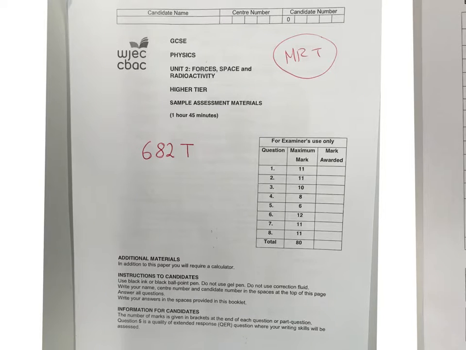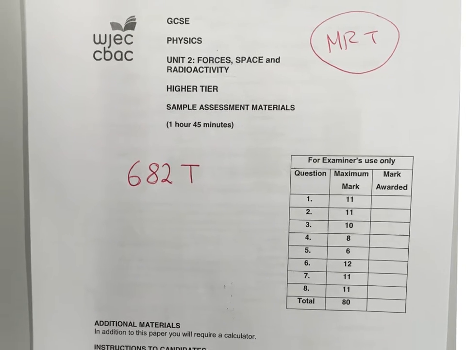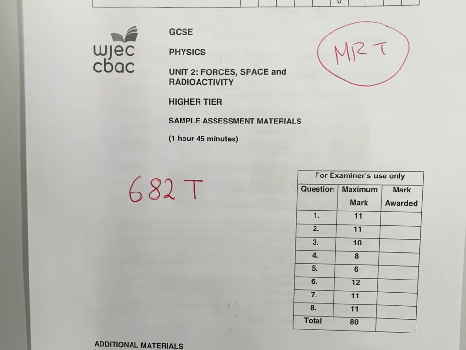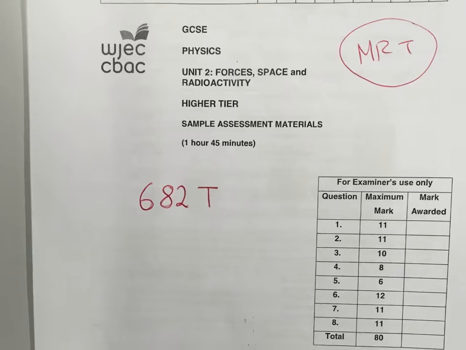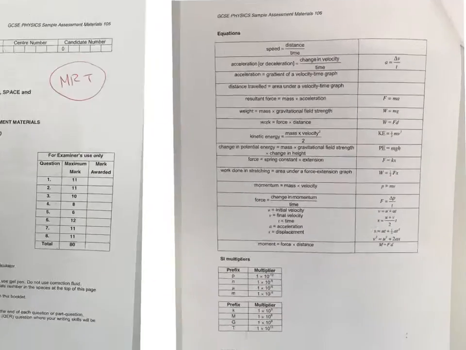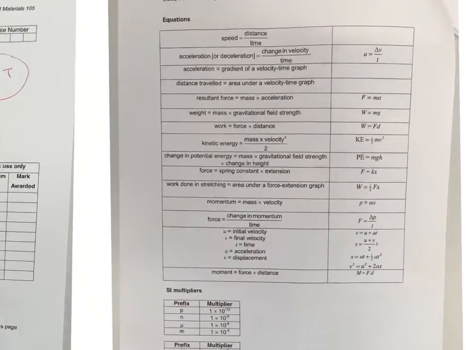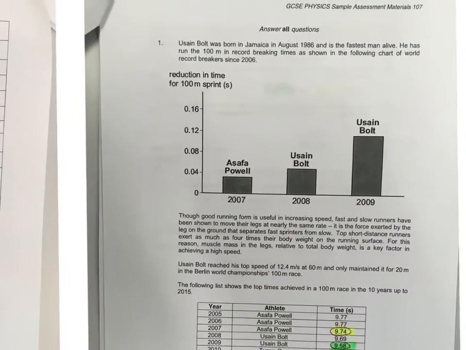Got the sample assessment material. So this is the paper they released before any official exams. This is for Year 11 triple higher tier. Equation sheet. And in with the first question.